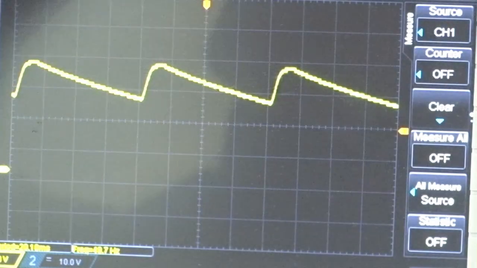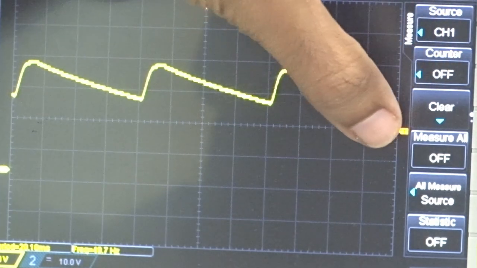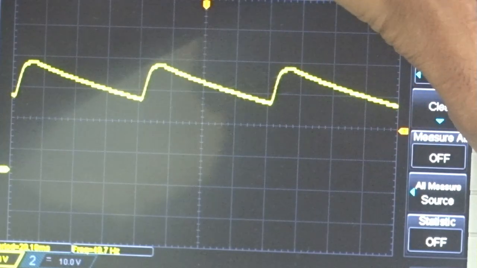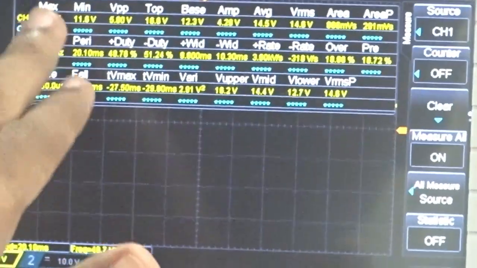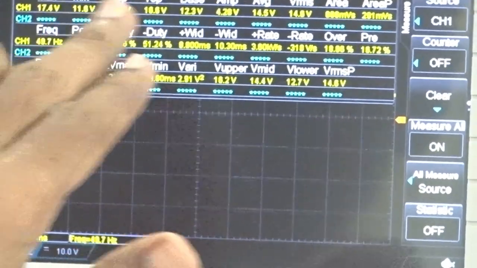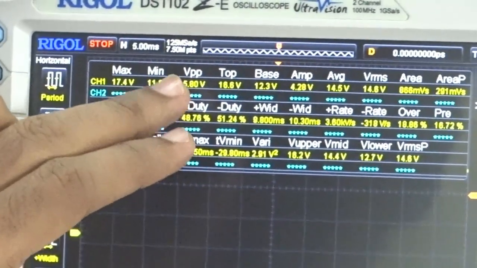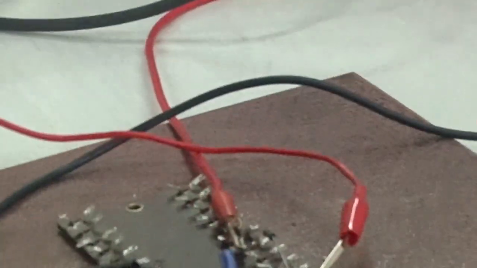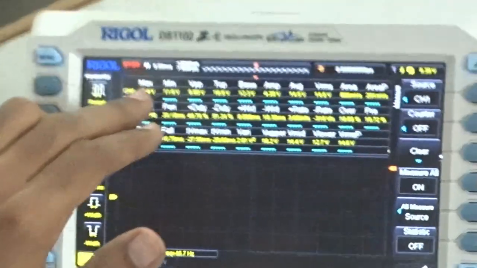In order to measure it, in the oscilloscope, press the measure button and then click on the fourth option. Measure all is off; you need to make it on. Next to that there is a button. Click on it. After clicking on that, you get various values: maximum voltage, minimum voltage, and V peak to peak voltage. This V peak to peak voltage is nothing but the ripple voltage. Note down that ripple voltage, and also note down the maximum voltage, that is Vm value.